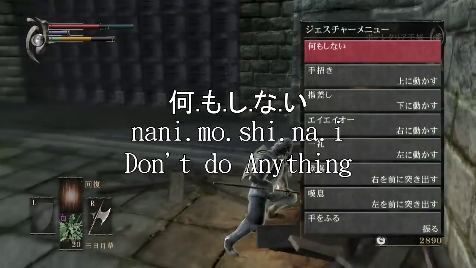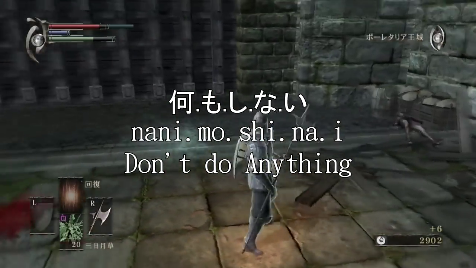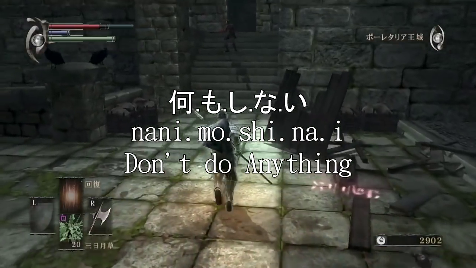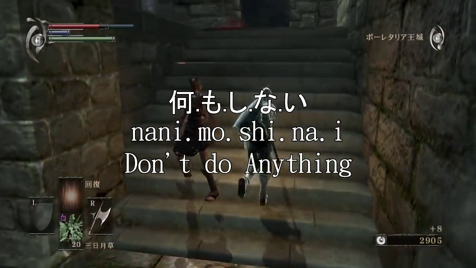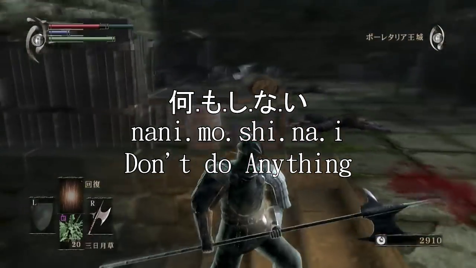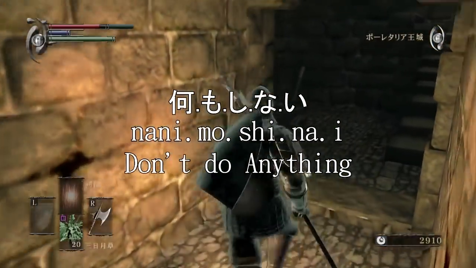Nani mo shinai, don't do anything, or do nothing. Nani is what. Nani mo is anything or nothing, whether you have a positive or negative verb. And shinai means don't do. It's the negative form of the verb suru, which means to do.